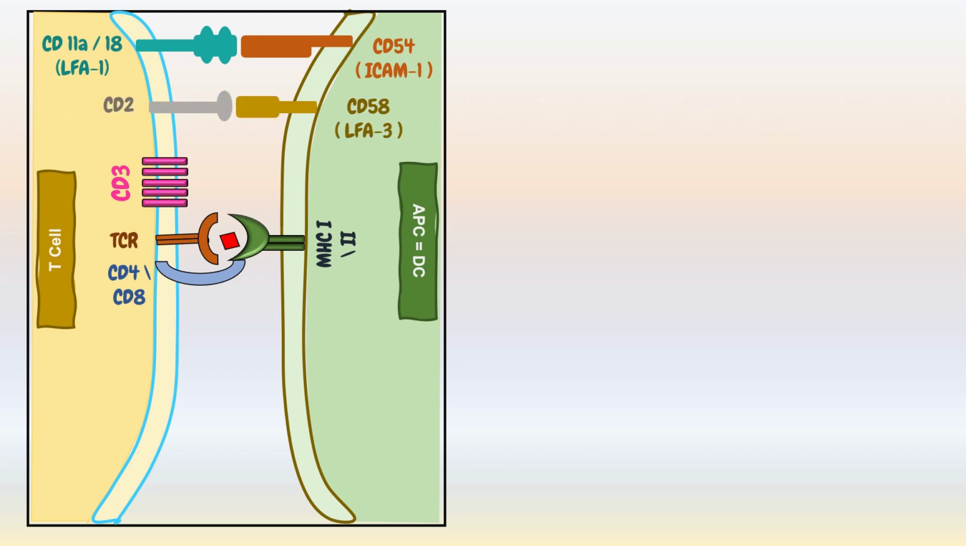CD2 binds leukocyte function-associated antigen 3 or LFA3 or CD58. It is a glycoprotein which is expressed on endothelial cells, epithelial cells, and connective tissue. CD40 and CD40 ligand interaction produce survival signals to germinal center B cells and induce dendritic cells to mature and produce large quantity of interleukin-12.